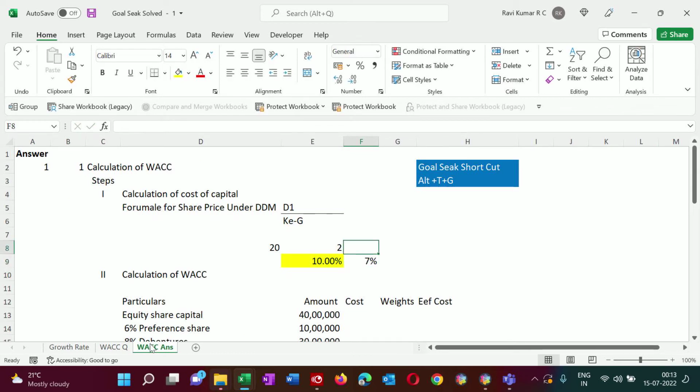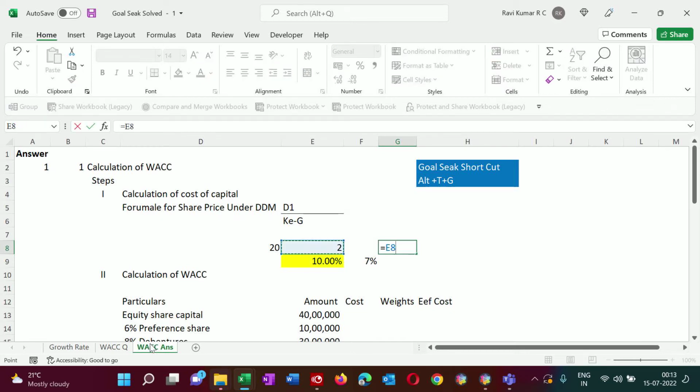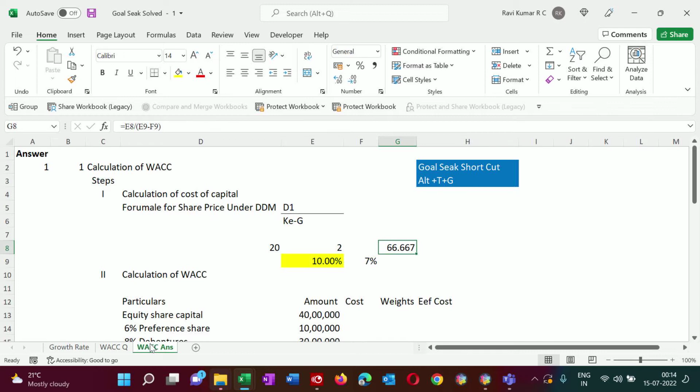7%. Now, I'm going to use this cell for applying this formula, that is 2 divided by Ke minus G. I have applied this formula. Now, if I apply this formula, I should get 20 rupees, right? Now, in that case, I'm going to use this goal seek formula here.